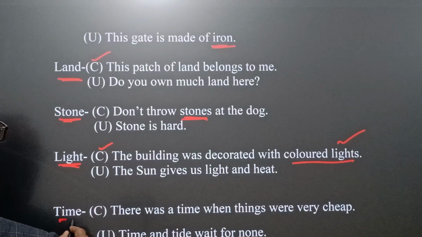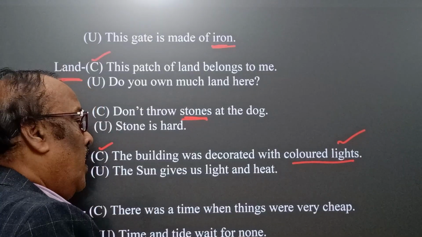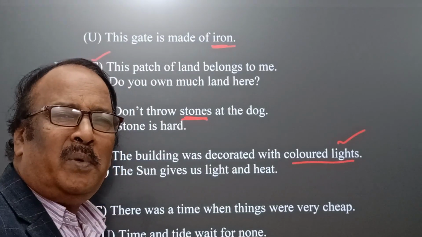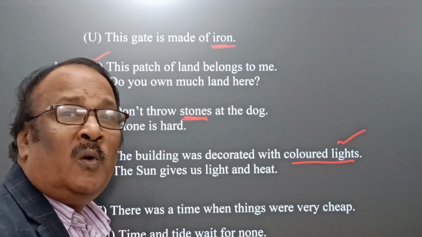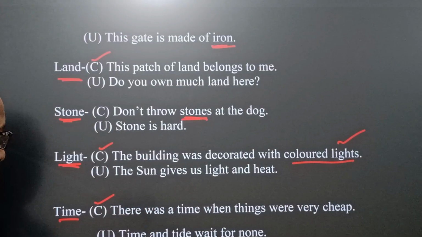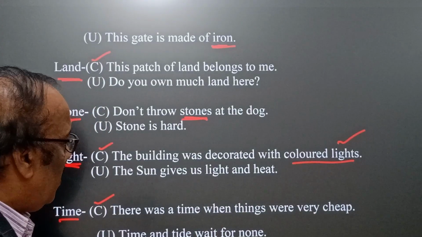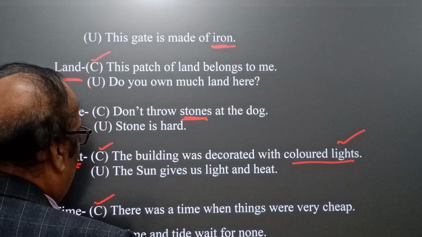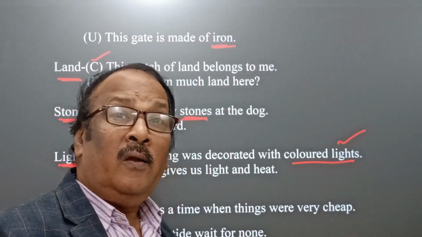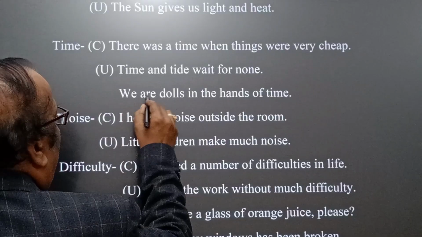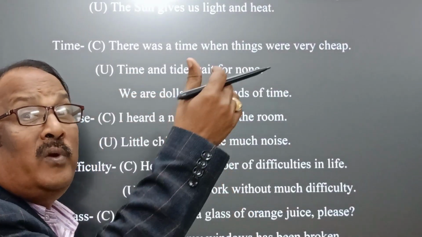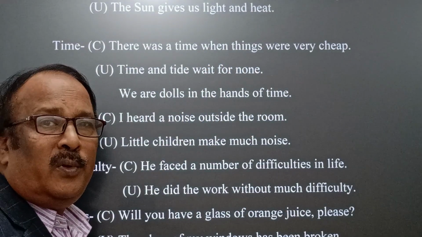Time. There was a time when things were very cheap. In the past, things were very cheap because the population was very thin. Time has been taken here in countable sense. Time and tide wait for none. Here time and tide are two separate things, and they wait for none. It is a proverb. We are dolls in the hands of time. It means time is almighty and we are controlled by the hands of time.